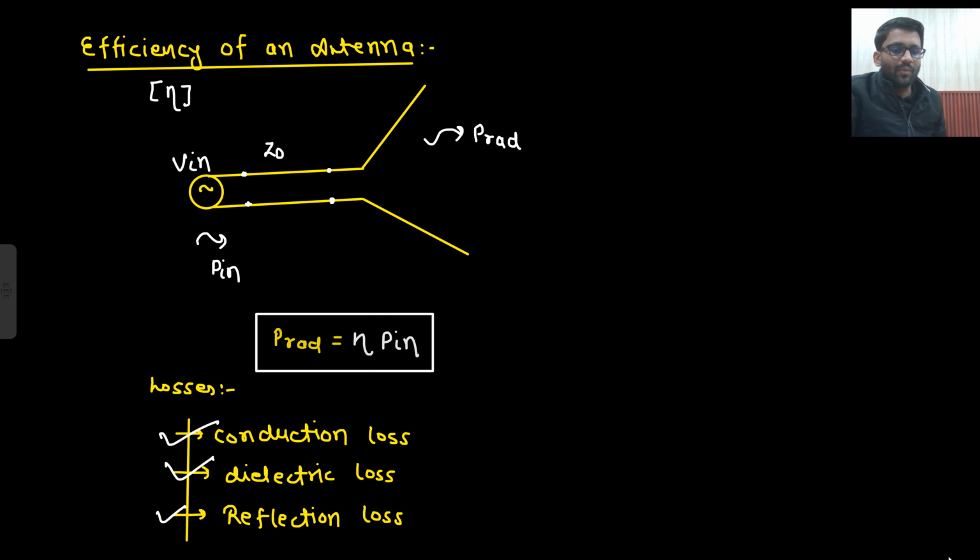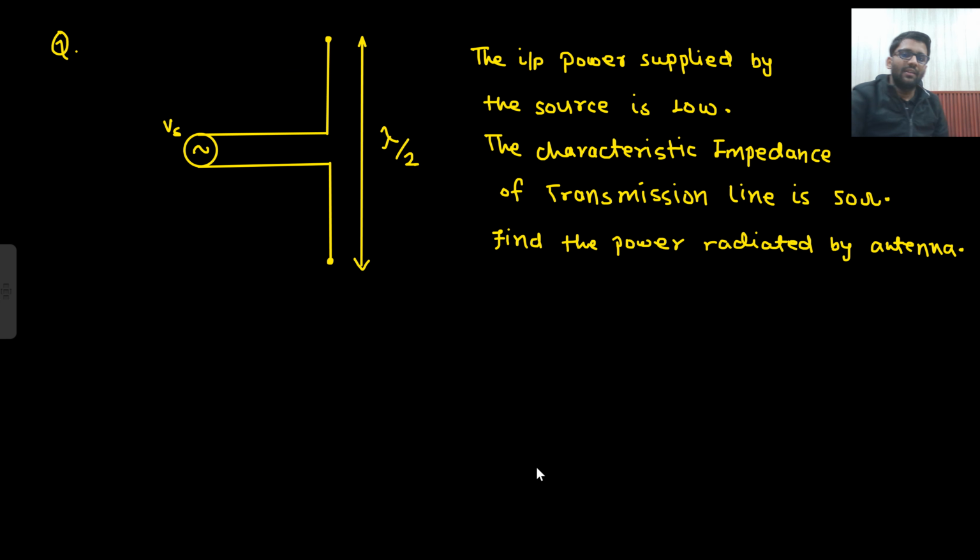Let's take an example, it will be more clear to you. So what they are saying, a lambda by 2 length antenna is there. The input power supplied is 10 watt. From here, 10 watt power is supplied. The characteristic impedance of the transmission line is 50 ohm. This transmission line is having a characteristic impedance of 50 ohm. Find the power radiated. Power radiated you need to find.